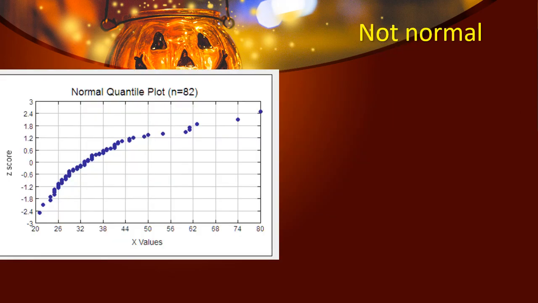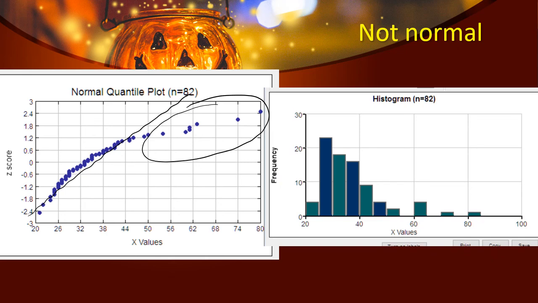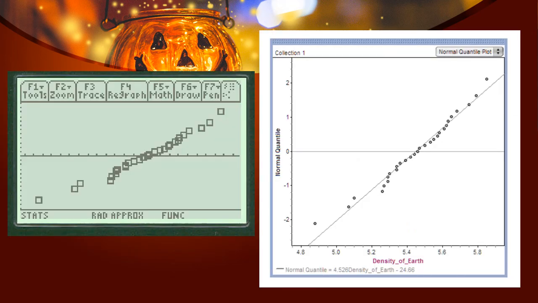Here's not normal. If I were to draw a line here with most of the data, you would see that all of these are heading off towards the right. That's because it's skewed towards the right. So this is not normal. This is what the normal probability plot would look like on your calculator, and another one with Fathom. For the most part, you will never have to draw a normal probability plot, nor will you ever have to do one on your calculator. I have not seen an AP exam question that asks you for this.